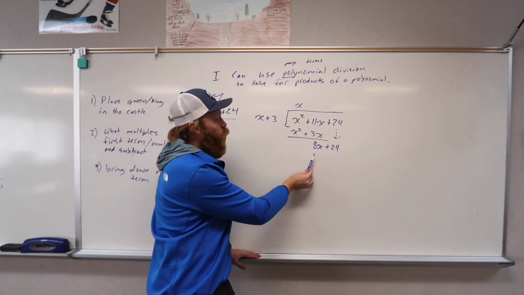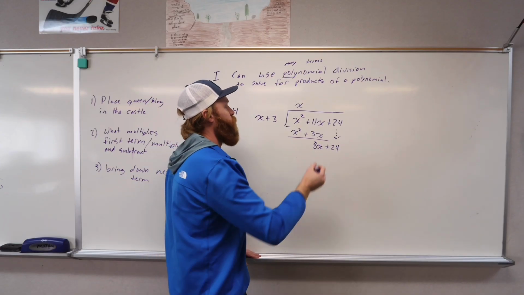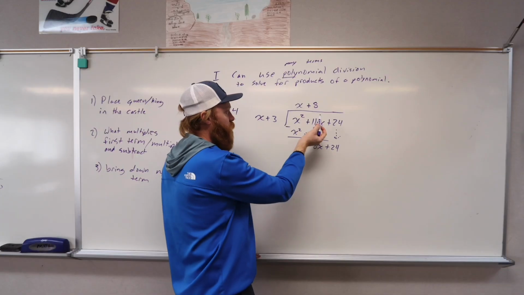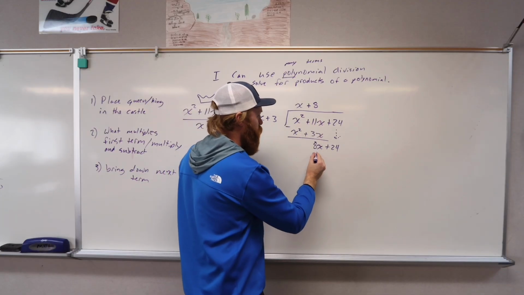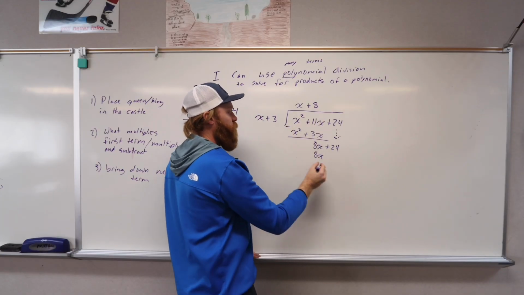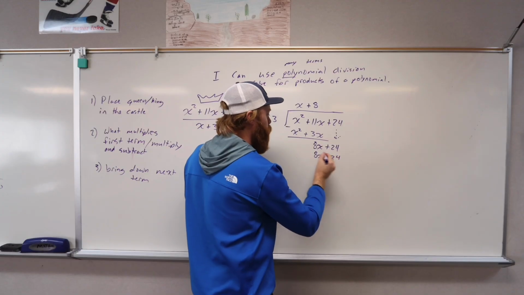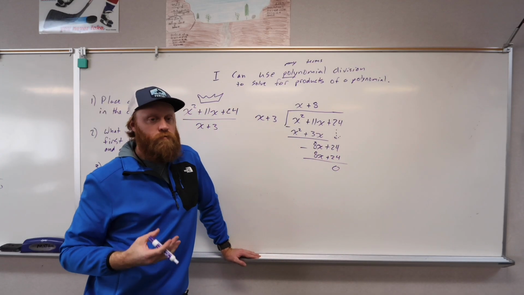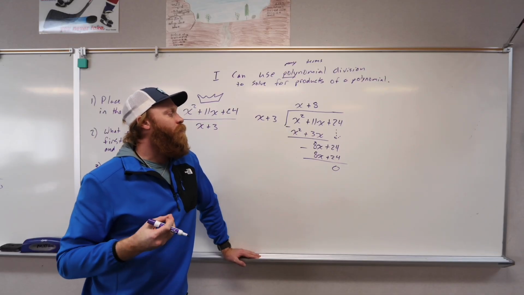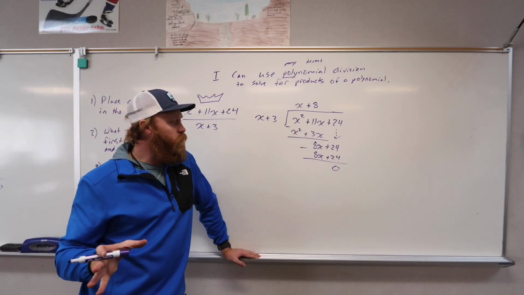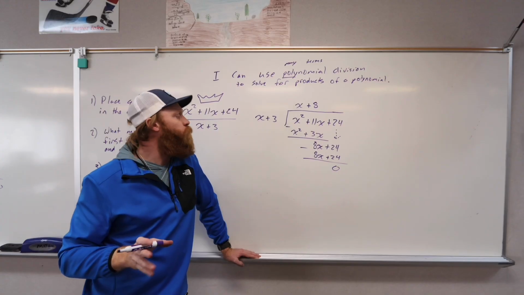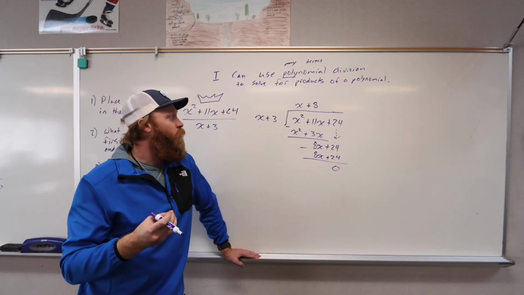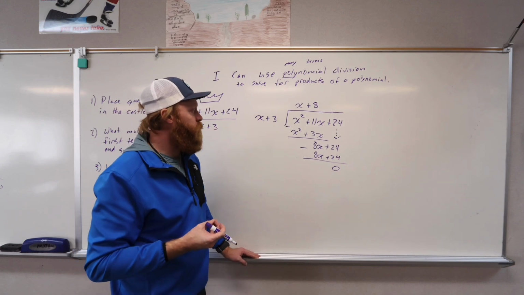x times what will equal 8x? It's going to be plus 8. So 8 times x is our 8x. 8 times our 3 is going to be a positive 24. And we subtract and we get 0. So this problem does not have any remainders. We will show you what we're going to have to do with remainders later, but for right now, that's what we do for a polynomial division.